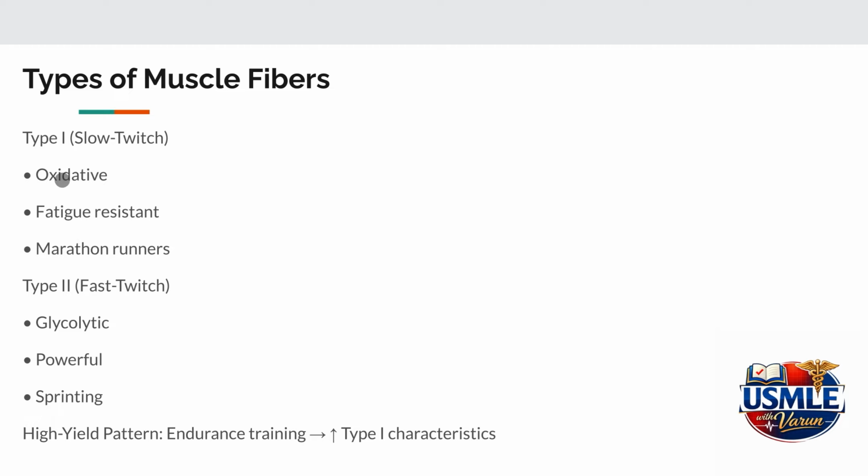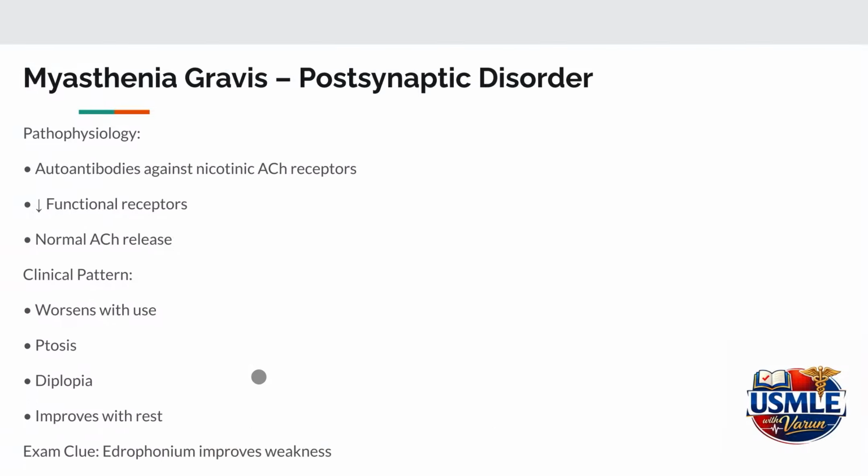Type 1 fibers have increased myoglobin and mitochondrial content, whereas type 2 fibers have comparatively less mitochondria and myoglobin content. These type 1 fibers are mainly seen in marathon runners, whereas type 2 fibers, powerful yet rapidly undergo fatigue. So these are seen in people who do more of sprinting or weightlifting or resistance training. So the high yield pattern in this topic is that endurance training increases type 1 characteristics.